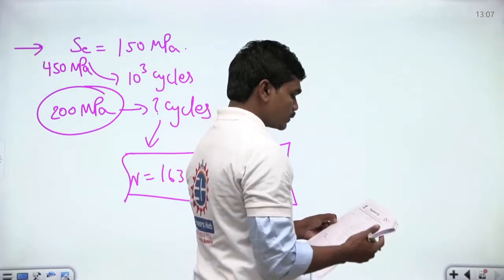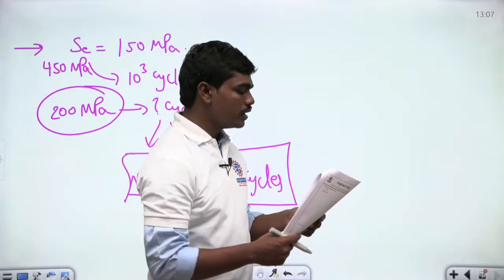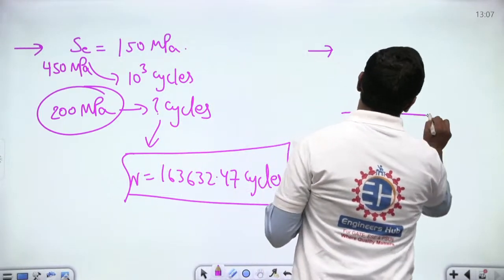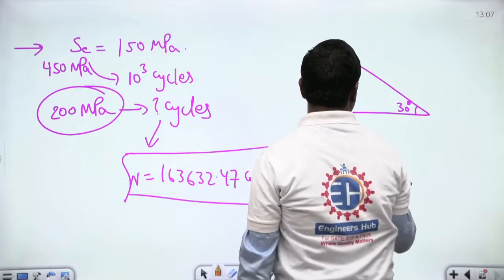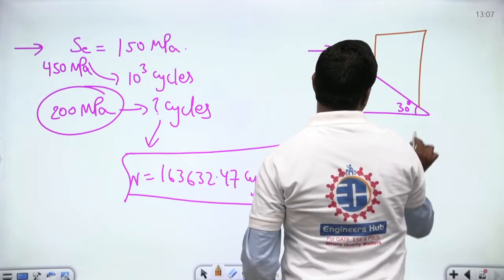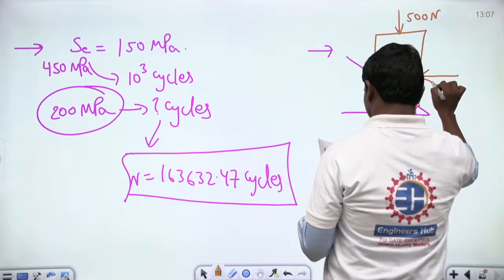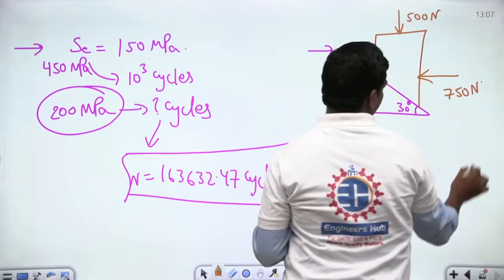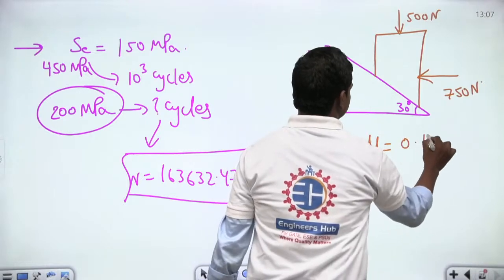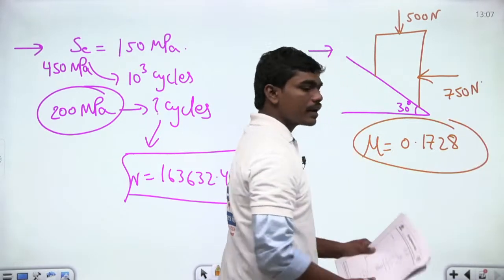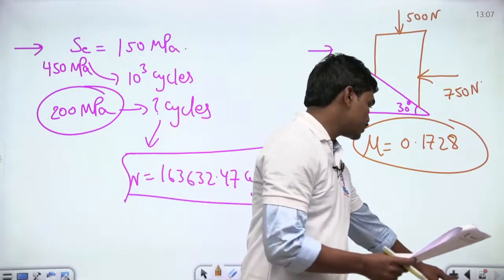Next, there is one question from wedge and block. Wedge and block is a topic that was introduced for GATE 2021. Let us try to draw this diagram. There is a plane at 30 degrees, and one block sitting on this plane. The weight of this block is 500 newtons, and this block is also supported by 750 newtons. They are asking what the coefficient of friction on this wedge is. If you apply simple static equilibrium, you get mu equal to 0.1728 for this question. And I'm again repeating, this is not the detailed solution session, it's just the answer key session.